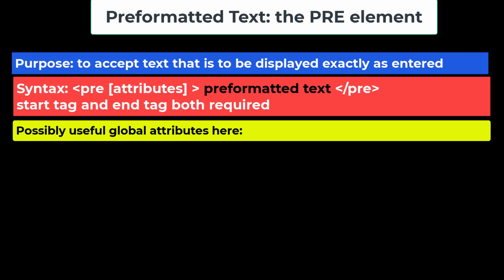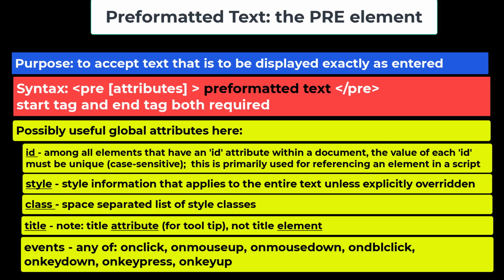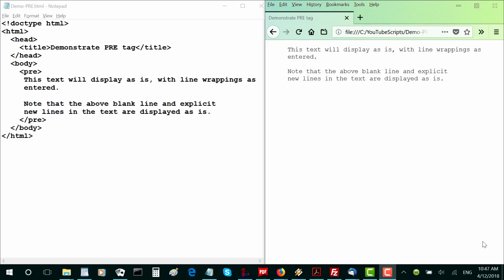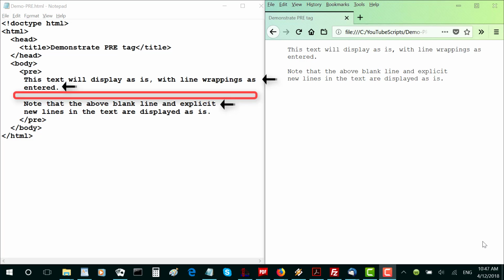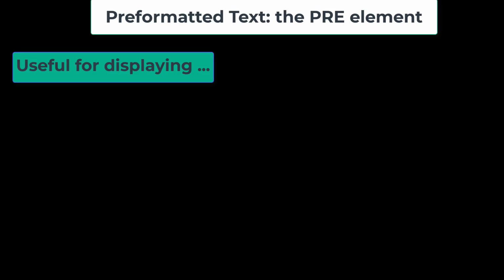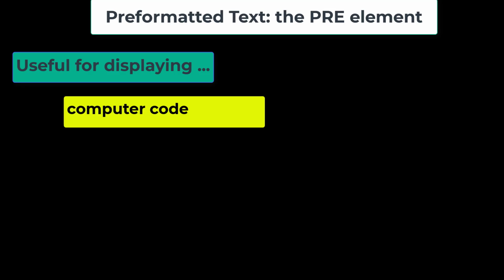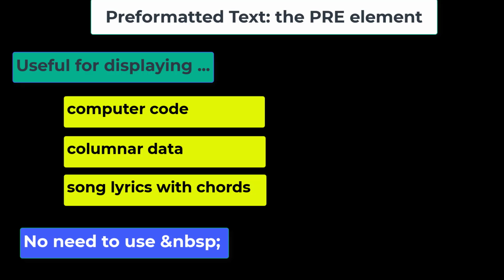Once again, the global attributes are the usual suspects, so nothing new need be said about these guys. In this example, on the left-hand side, we see the code with the pre-element showing some forced line breaks and a blank line inserted. And on the right side, we see that element displayed in our browser. So you might find pre-formatted text just the thing, useful for displaying computer code, columnar data, song lyrics with chords, all without having to use &nbsp;.